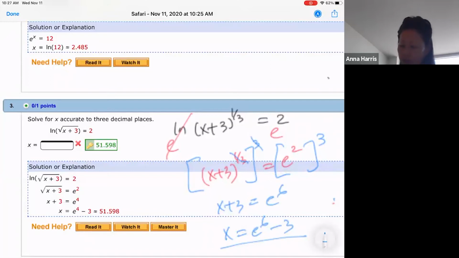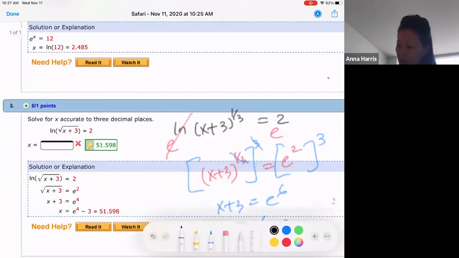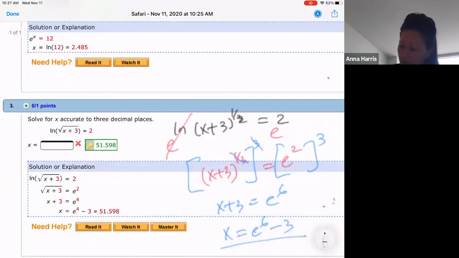Oh, it's a square root, excuse me. I made a mistake, right? This is just square root. Okay, the square root, not the cubic root. This is just square root right here.